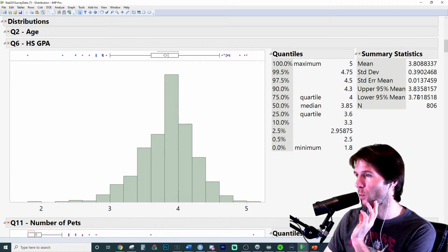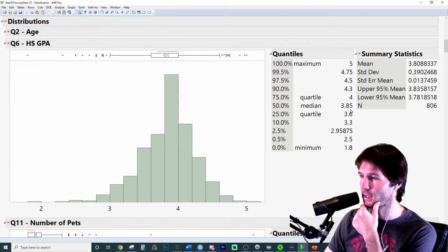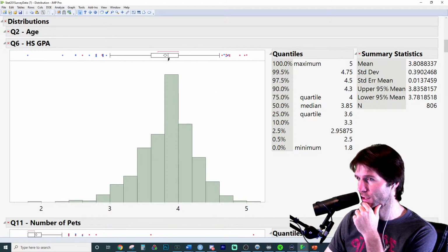At this point, I might border on using the median and the IQR. The median being 3.85. This might go over to that because I'd say it's got a little bit of left skew. That's actually the mean right there and a confidence interval for the mean.